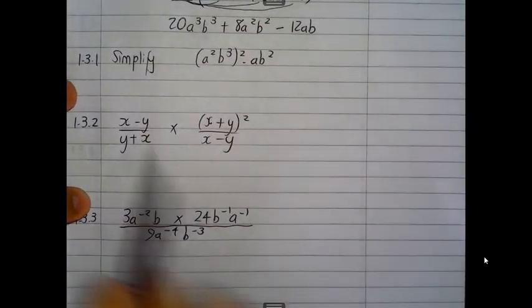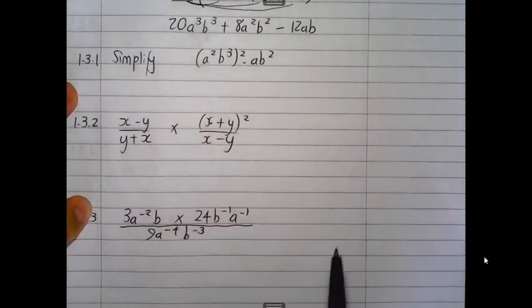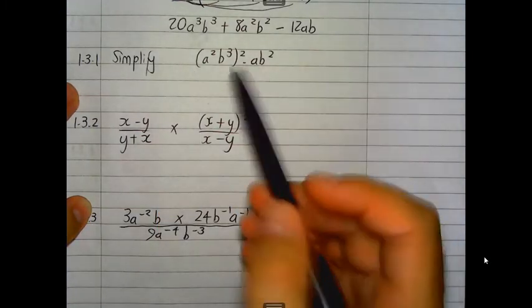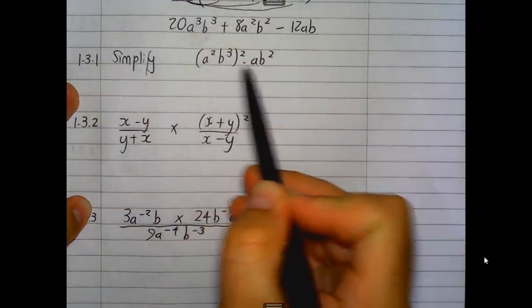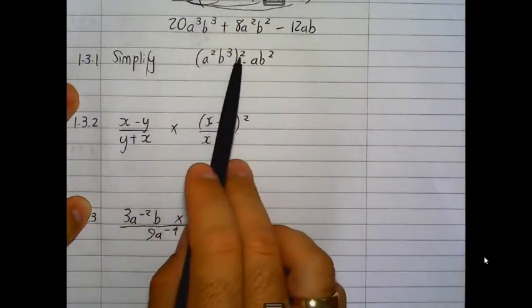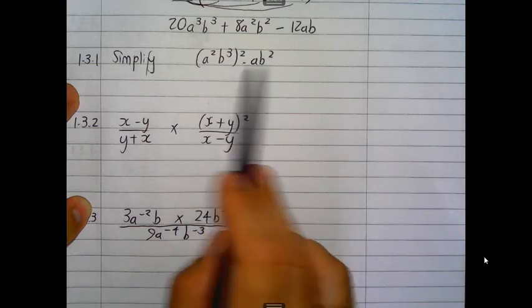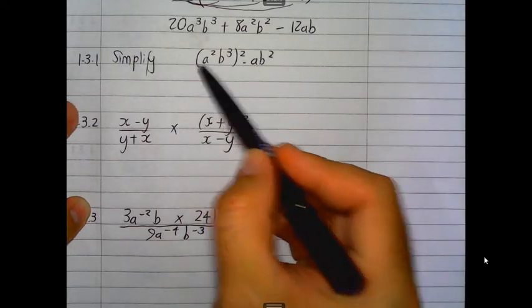Now, the instruction to simplify means to make this thing simpler. And a lot of the time, it means to get rid of the brackets. So this, you'd notice, is one term. A squared b cubed is all being squared, and a times b squared is stuck at the end. So the first step is to get rid of this bracket.